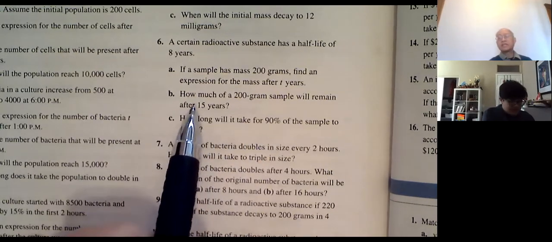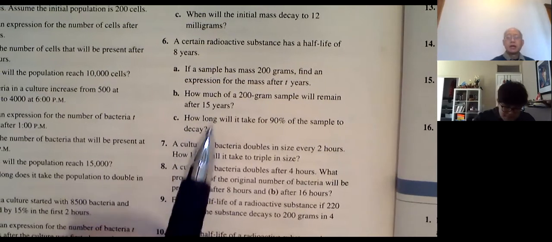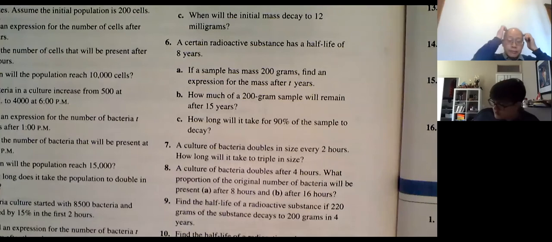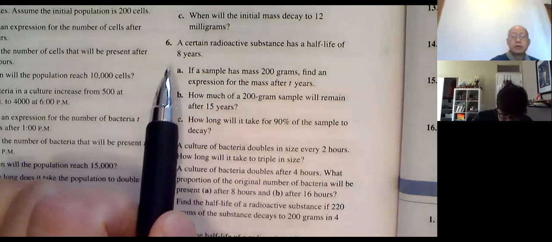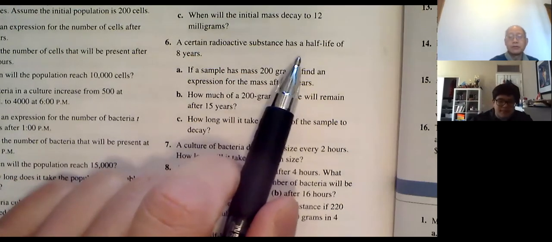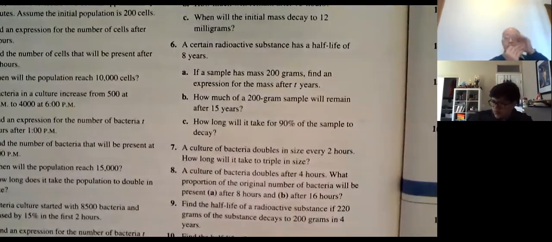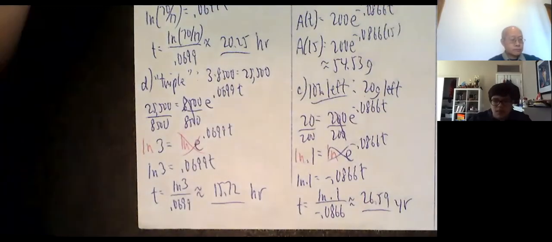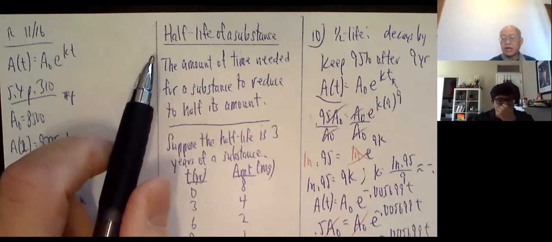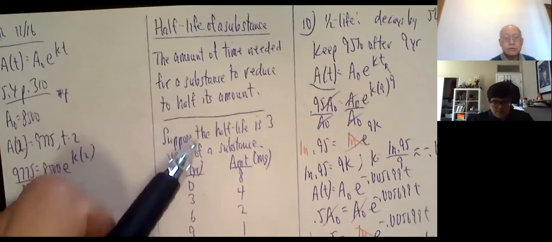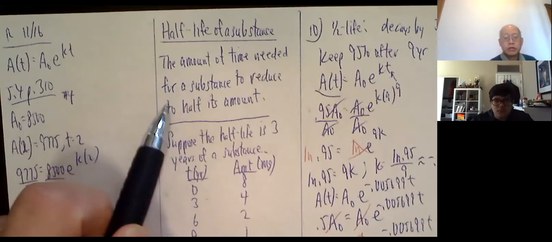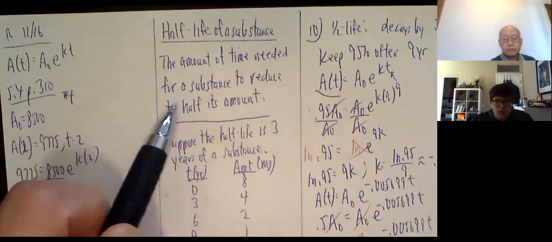All right, so here's a decay situation. As time goes by, the substance is losing its amount because it's sending out radiation, radioactivity. A lot of substances decay with something called a half-life. Let me take a quick time out and talk about half-life. A half-life of a substance is defined to be the amount of time needed for a substance to reduce to half its amount.